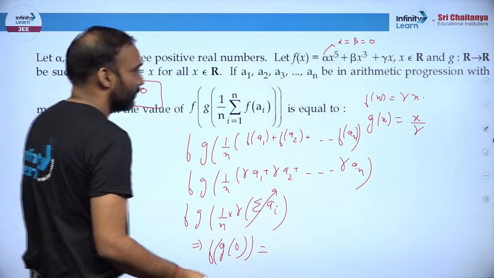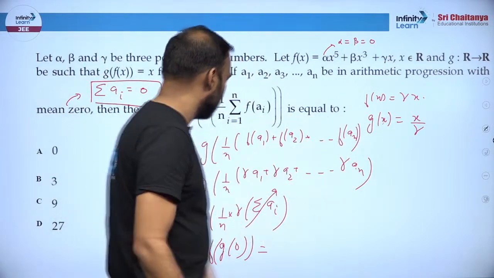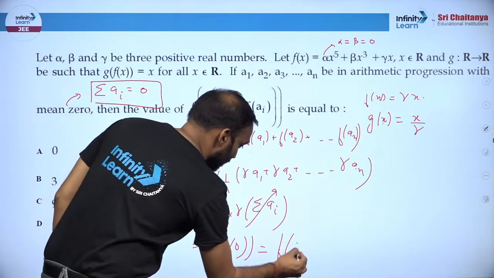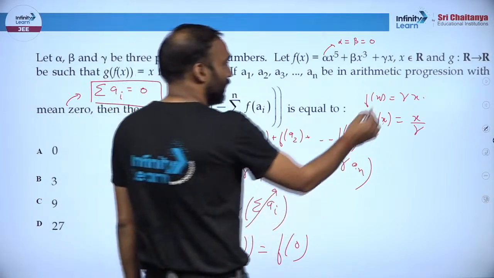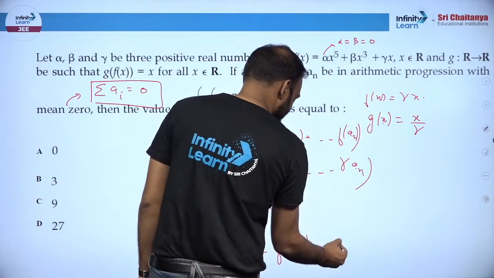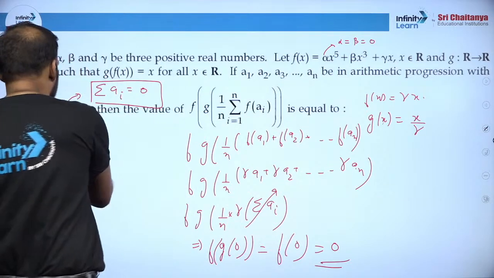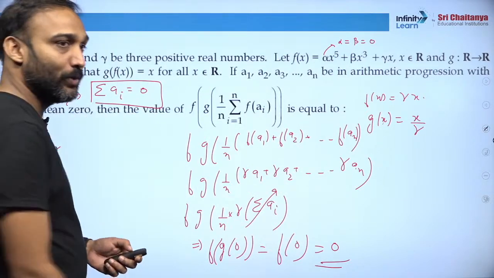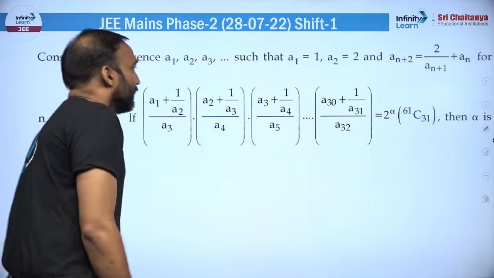Now what is g0? If I put x equal to 0, g0 is also 0. So this is equal to f0, right? What is f0? If I put 0, f0 is also 0. So my answer is option number A, that is 0. So we move on to the next example.